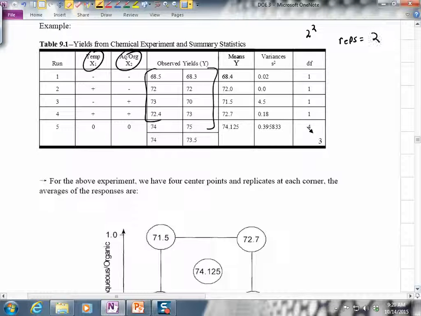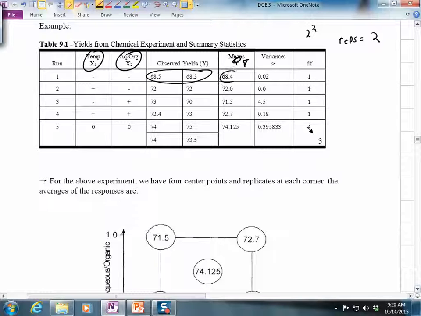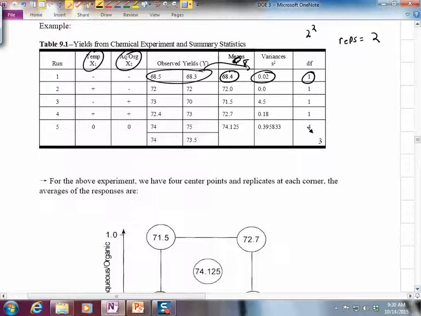2 replicates at each, 2 runs at each corner point. We can take that, we can calculate an average yield. We can also calculate a variance at each location. Each one of these has 1 degree of freedom. Everyone okay with that for the corner points? Same old there.